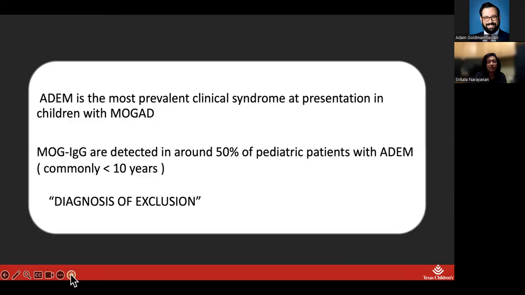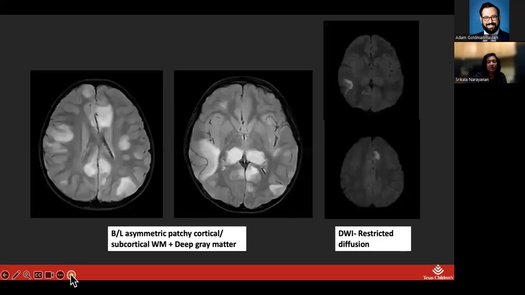Now, as for what's new, ADEM is the most prevalent clinical syndrome at presentation in children with MOG-associated antibody disease. In fact, MOG-IgG are detected in about 50% of pediatric patients who present with ADEM, and these kids are usually less than 10 years. So rightfully, it's a diagnosis of exclusion.